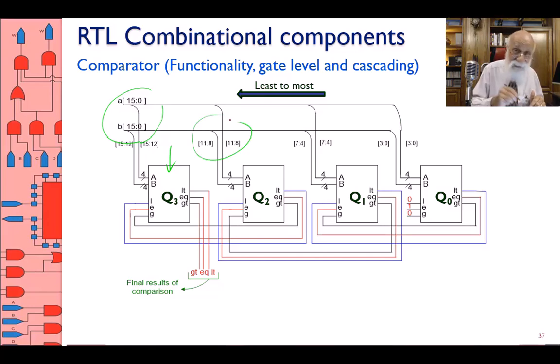Take bits 11 to 8 for the next one, 7 to 4 for the next one, and for the rightmost one, whose decision is ignored if the upper ones have already made the decision, take the bits 3 colon 0 and give it to that. And then if that one cannot make a decision, you are putting 0 1 0 on the L, E, G inputs, and this 0 1 0 is the one that will be passing through.